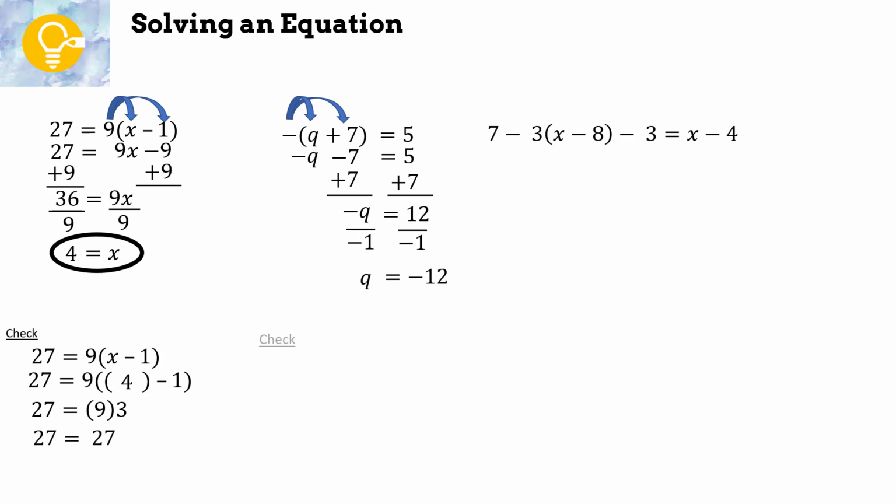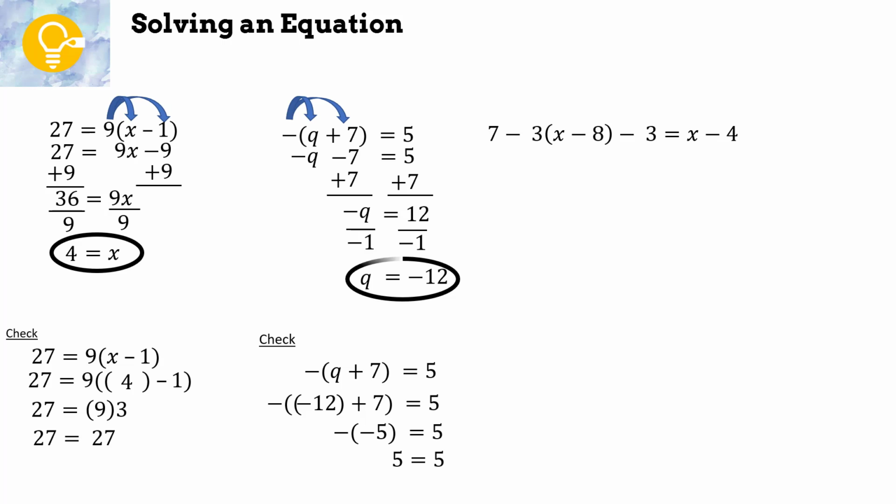We think. We got to check it. So I rewrite my original equation. I put negative 12 in for q. Negative 12 plus 7 is negative 5. So the opposite of negative 5, or a negative times a negative, well, that gives us a positive. So we did it right. Awesome. Let's look at the last one.